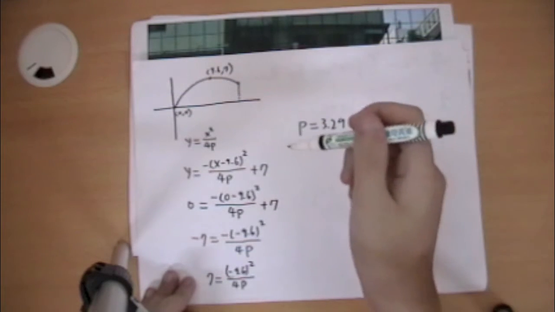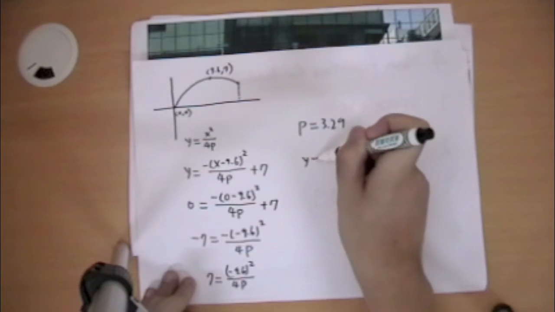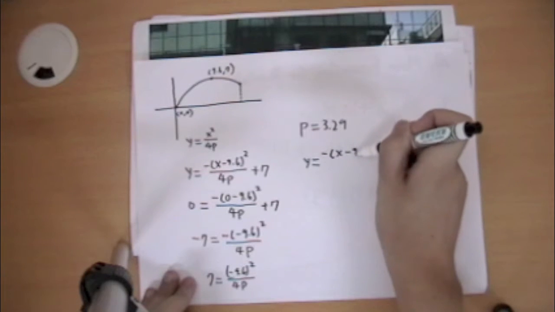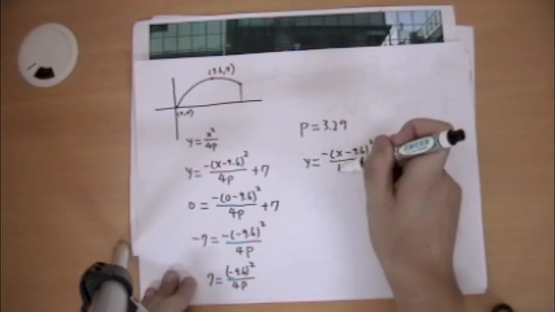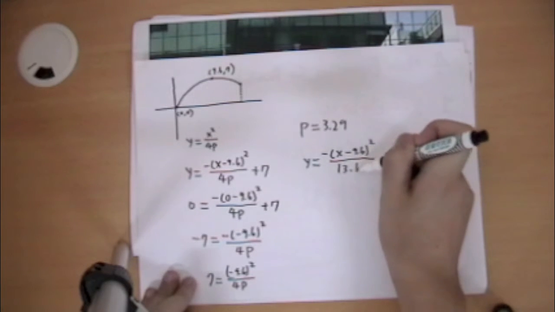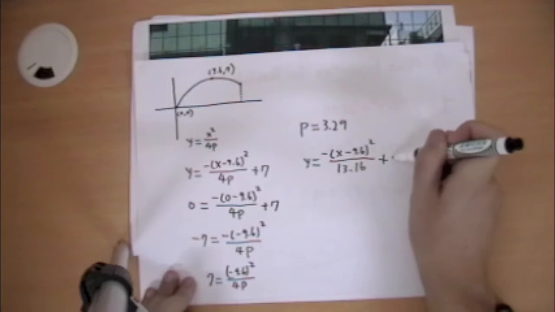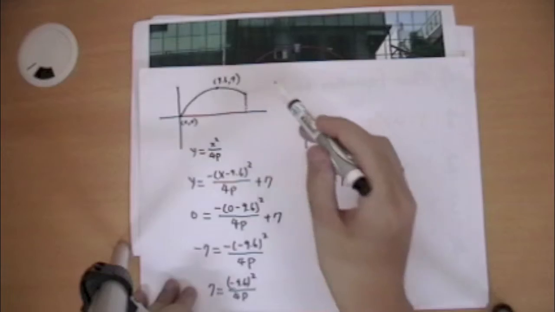And now we need to plug p back into the equation. We will get y equals negative (x minus 9.6) squared over 13.16, which equals 4 times p, and then plus 7. And that will be the equation of the parabola for this one.